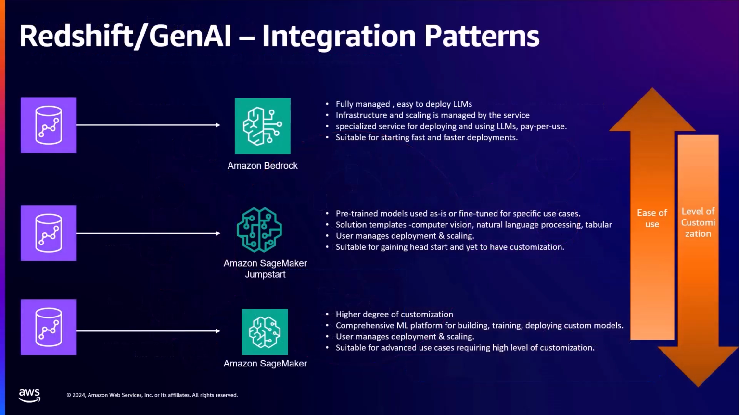If we zoom into Redshift generative AI capabilities, there are largely three integration patterns that are currently supported. You can have LLMs in Amazon Bedrock, deployed in SageMaker JumpStart, or in SageMaker, and use those LLMs with Redshift native integration with all these three services. These three integration patterns have varying degrees of customization and ease of use.